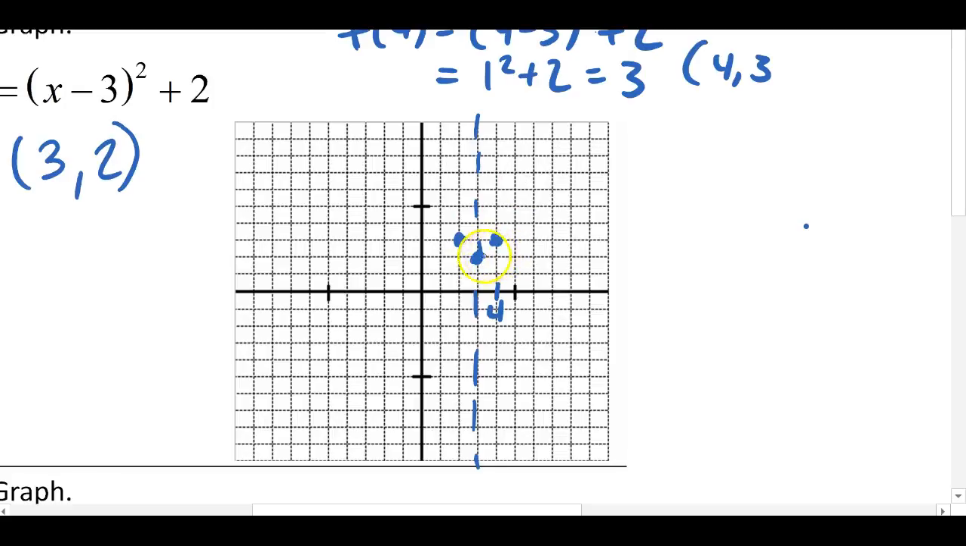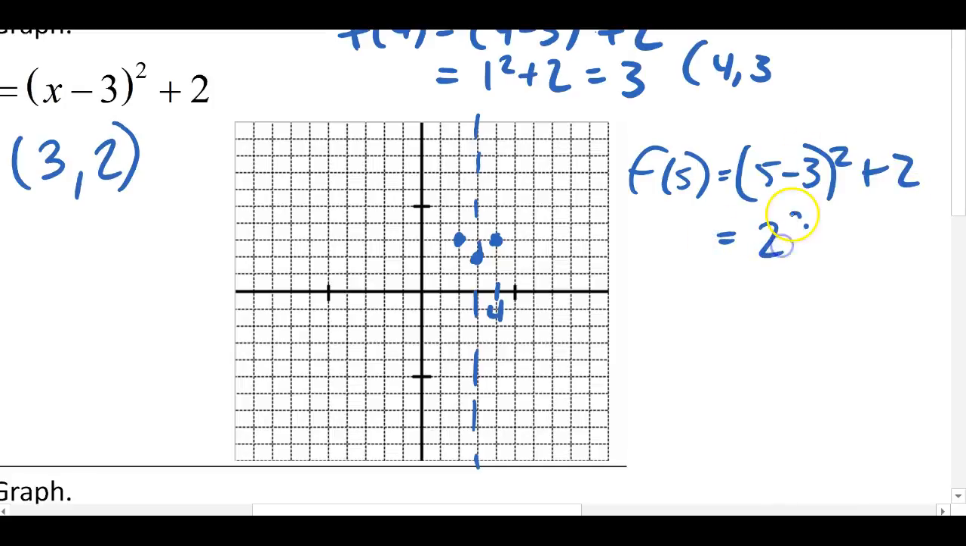So what I'm going to do is go one more x value to the right, and that's 5. So now I'll plug in 5 and find that value. So now 5 minus 3 squared plus 2. 5 minus 3 is 2, so 2 squared plus 2, well then 2 squared is 4, plus 2 is 6. So the next point is going to be 5 and 6.